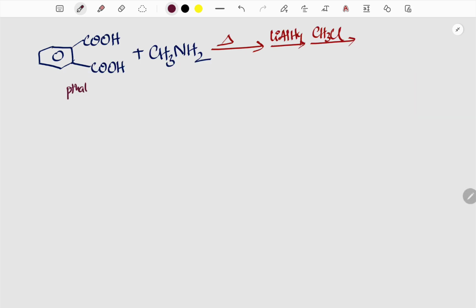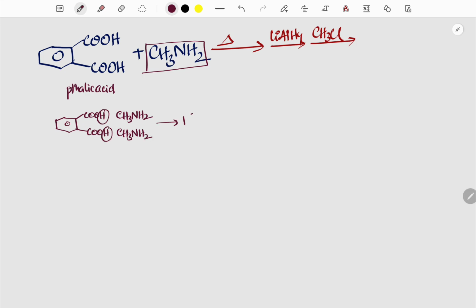It is a phthalic acid. Phthalic acid is treated with methylamine. When phthalic acid is treated with methylamine, initially an acid-base reaction takes place. So initially salt formation takes place, and the corresponding salt is formed.